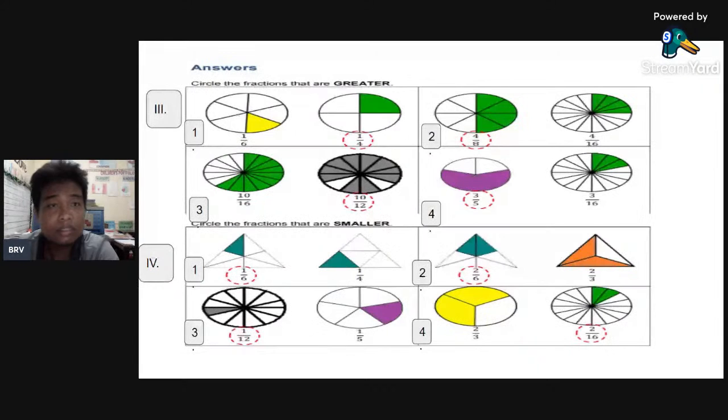So did you get it? That's how to compare fractions. And the next topic that we're going to have is finding equivalent fractions. What do we mean by equivalent fractions?